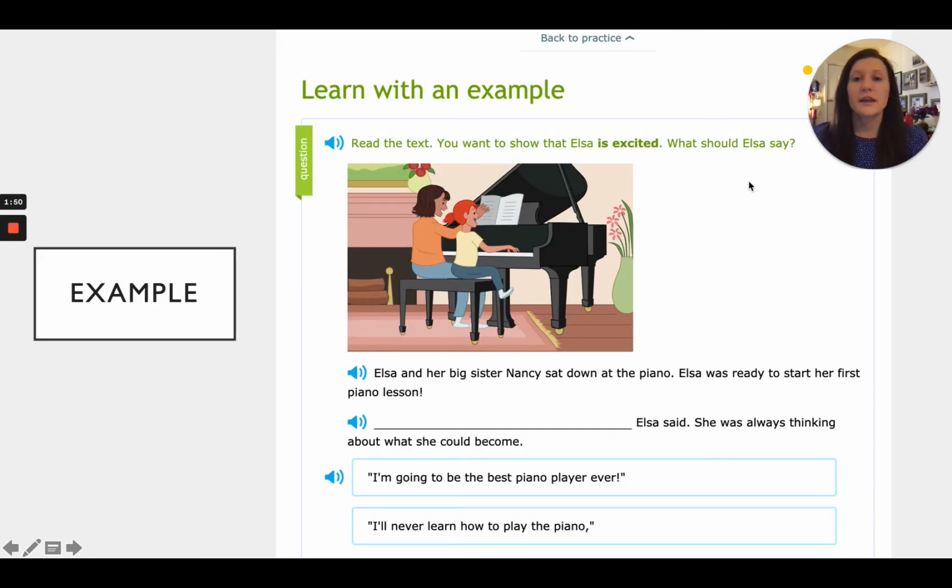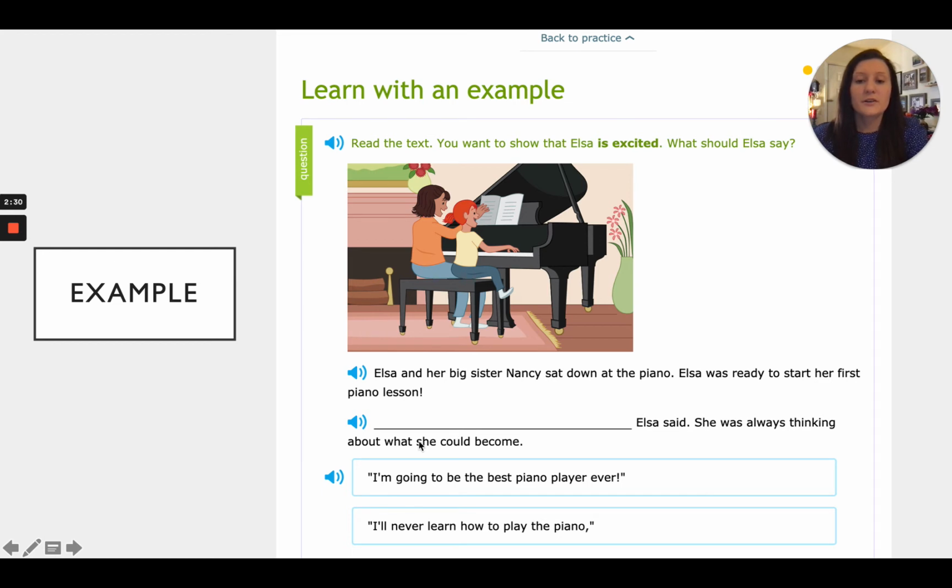All right, so let's look at an example here from IXL. The question says that we need to read the text and we want to show that Elsa is excited. So what should Elsa say? Our sentence here says, Elsa and her big sister Nancy sat down at the piano. Elsa was ready to start her first piano lesson! So we notice that there's an exclamation mark at the end of the sentence. And remember, it said that it wants us to show that Elsa is excited.